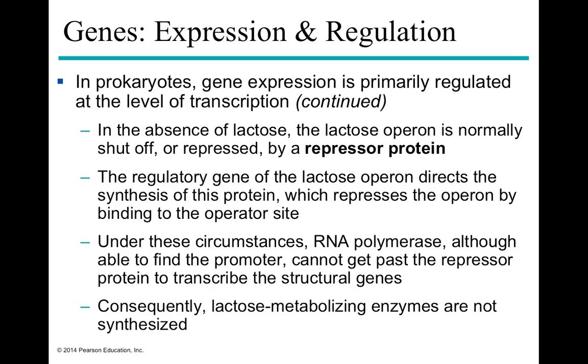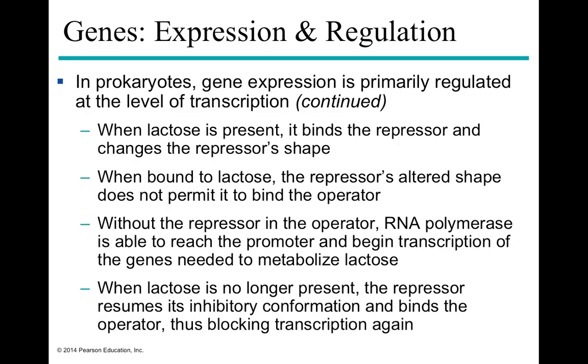If we don't have lactose, the operon is shut off or repressed, and that's by a protein called a repressor protein. And we have a regulatory gene of the lactose operon, which regulates the synthesis of this protein. And when this protein is created, it represses the operon by binding to the operator site. So under these conditions, the repressor is bound to the operator, so RNA polymerase cannot get past the repressor. It can bind to the promoter, but it gets stuck by the repressor protein, and therefore they're not creating lactose metabolizing enzymes.